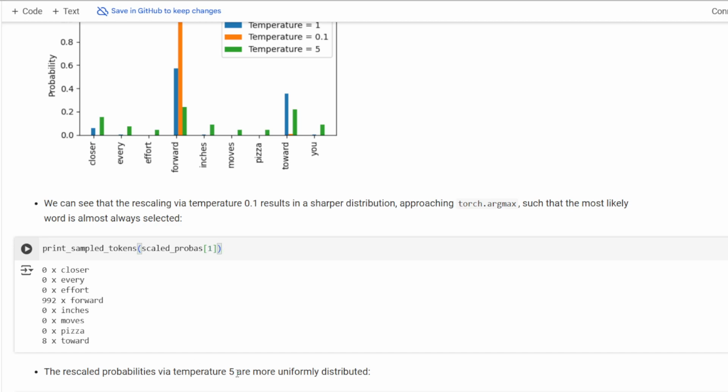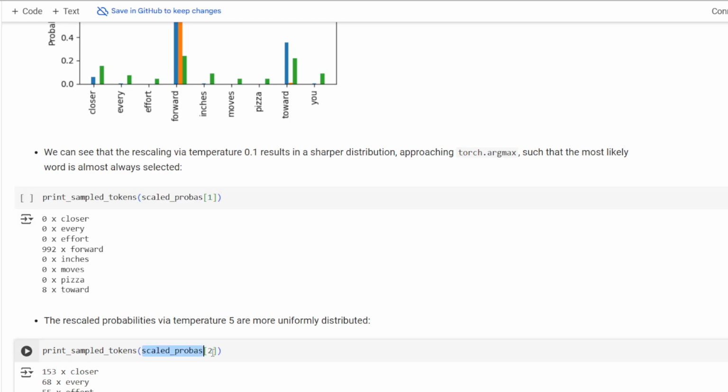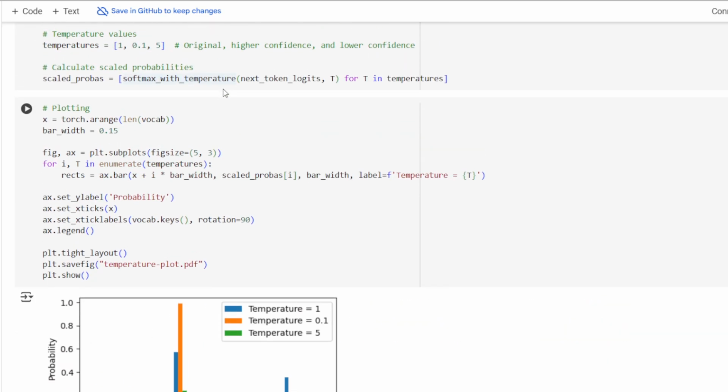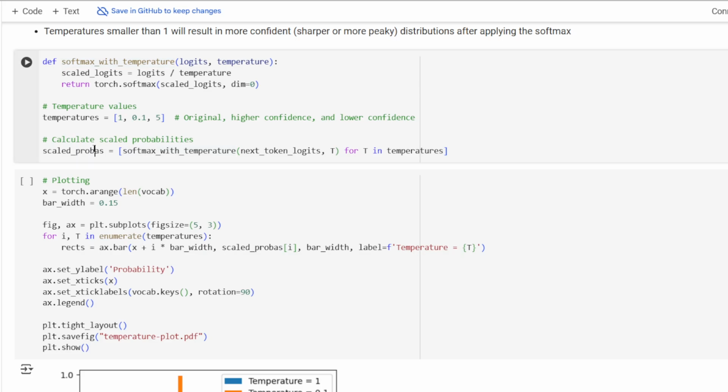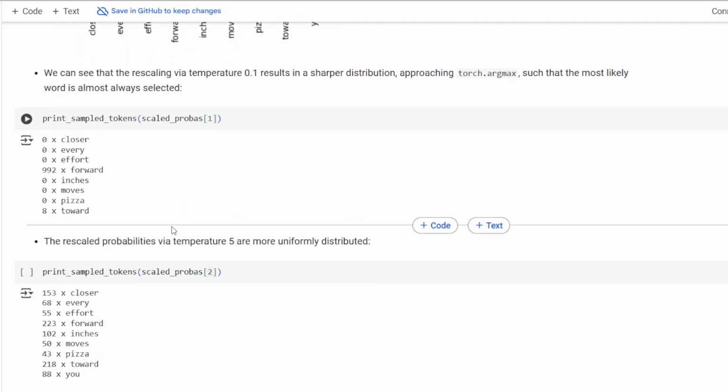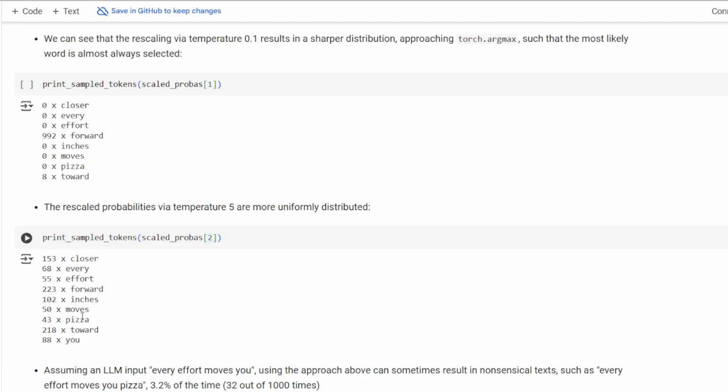But then when we have a temperature of 5, which is in the second index of the scaled proba list that we created for the different temperatures, we take those and then we print the tokens. You see how variable it is. We have 153 of closer, 68 of every, 223 of forward, 218 of toward. That's why these ones can compete. Depends on where the story will take us.